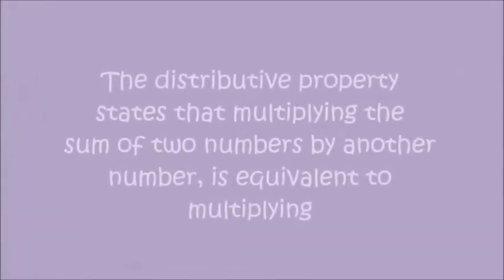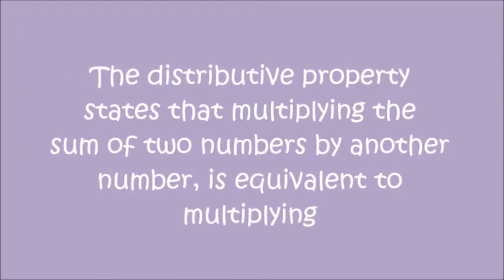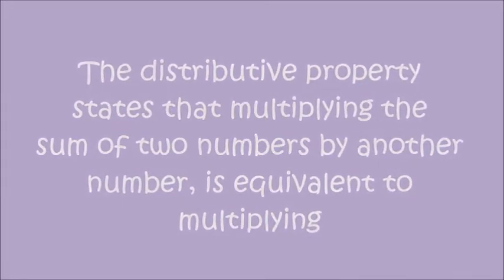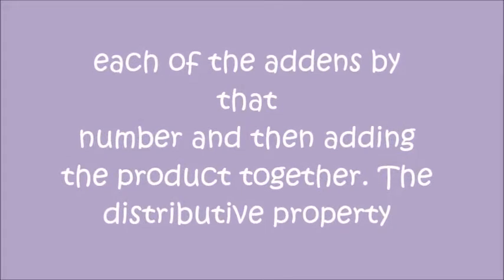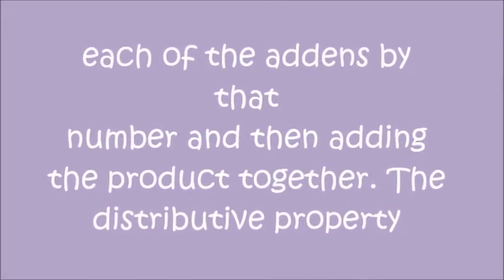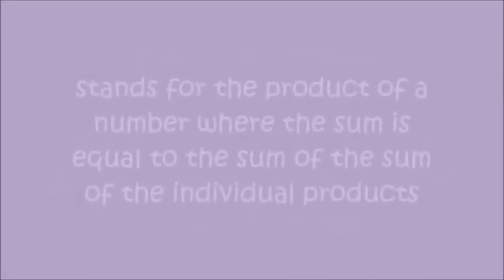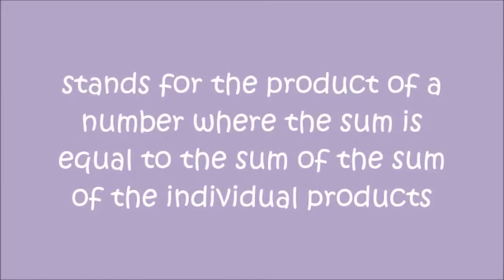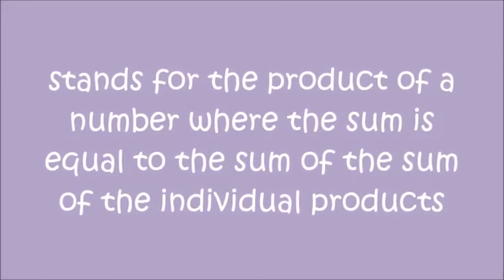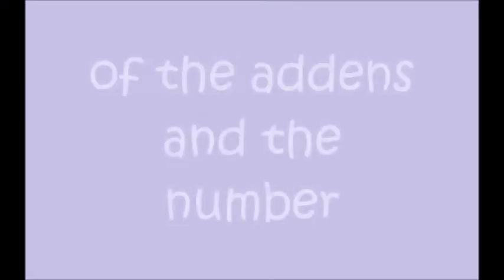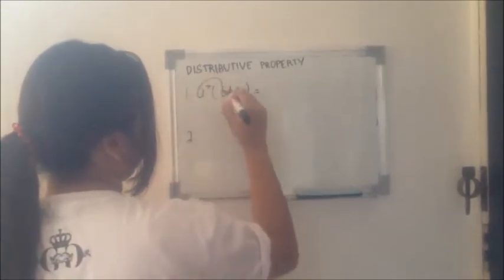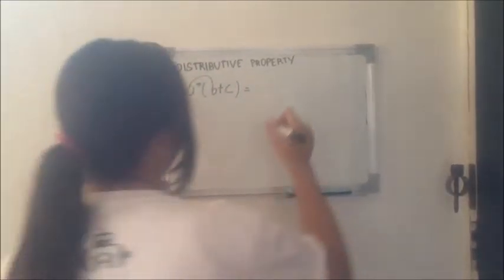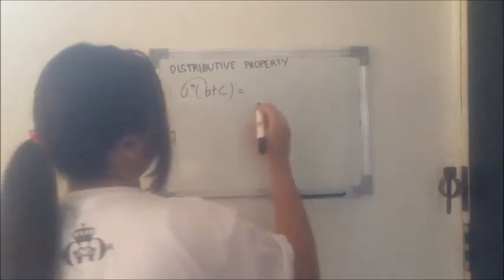The distributive property states that multiplying the sum of two numbers by another number is equivalent to multiplying each of the addends by that number, and then adding the products together. Distributive property stands for the product of a number where the sum is equal to the sum of the individual products of the addends and the number. For example, here we're going to distribute A to B and C, or the first term and the second term.